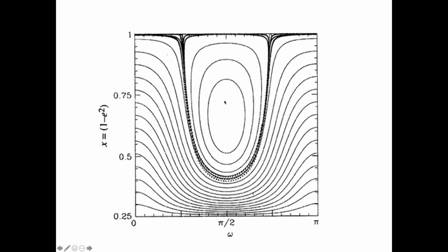You don't need to set that equal to 1. You can solve the equation for any argument of pericenter, which is what is done here. And you find that beyond the separatrix, you have circulating orbits, orbits that go through all arguments of pericenter. But inside the separatrix, you have closed loops. These orbits can only have a finite range of argument of pericenter. These are the Kozai-Lidov oscillations. You see that the eccentricity is also oscillating within this range. And this separatrix is the critical inclination of 40 degrees.